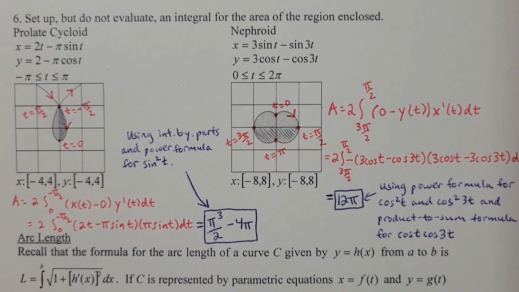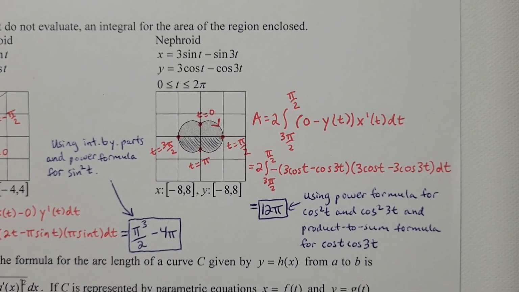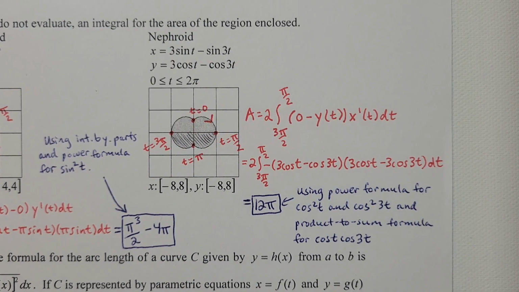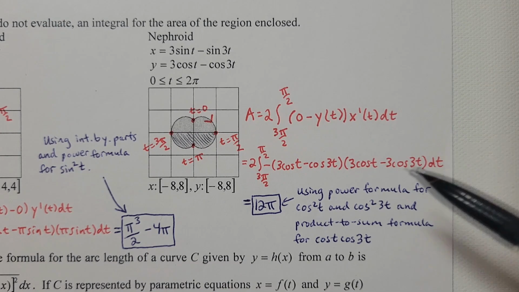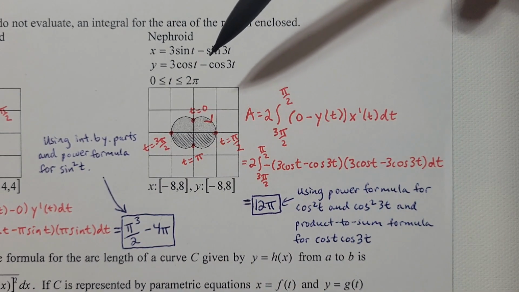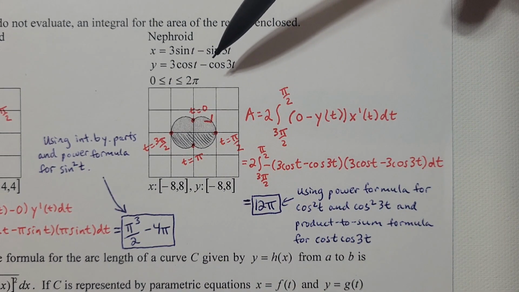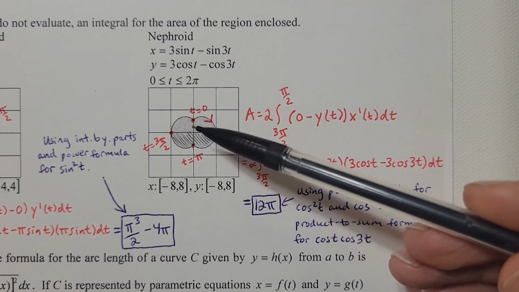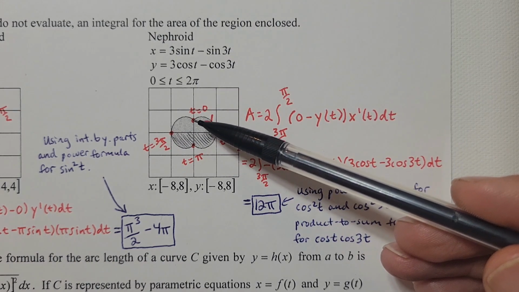So let's see. Another problem would be if we have this nephroid, as it's called. Here are the parametric equations and the t values. When t is 0, sine of 0 is 0, and cosine of 0 is 1. So I'd have 3 minus 1 is 2, so 0, 2 would be on the graph. That'd be my start point.